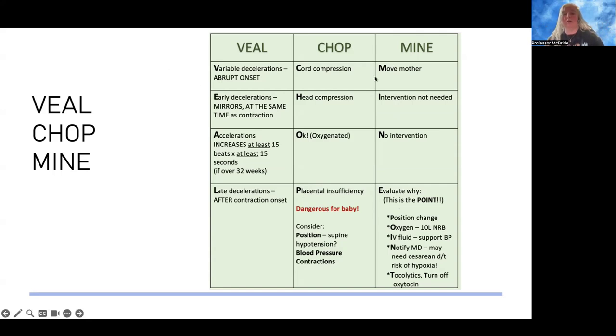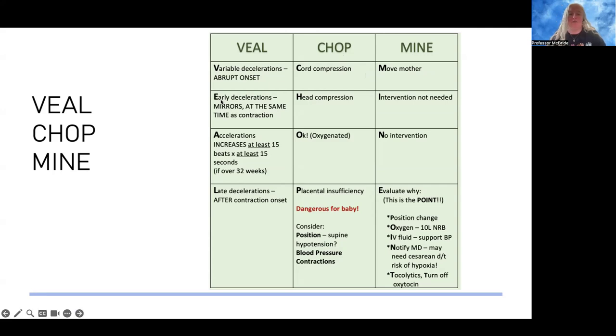So if we go straight across, the V from VEAL was variable decelerations. The C from CHOP was cord compression. The M from MINE means we should move the mother. So thinking about this, if a variable deceleration is caused by cord compression, moving the mom could relieve pressure on the cord.